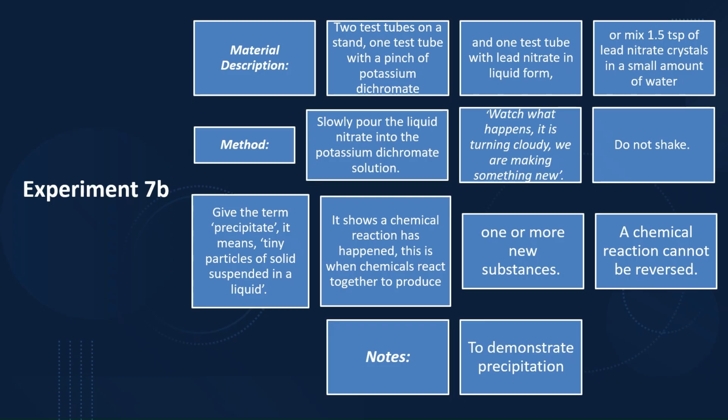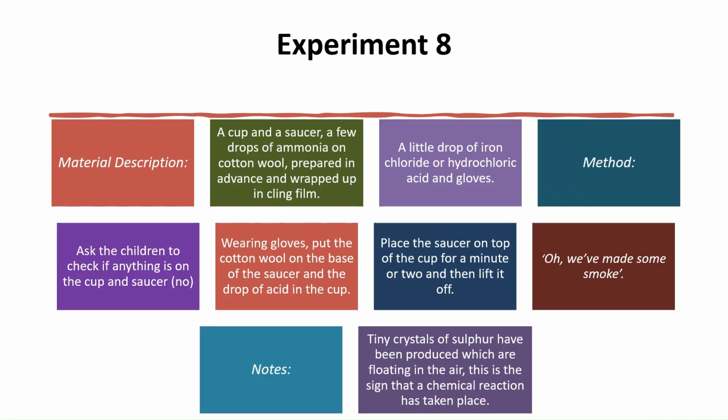Do not shake. Give the term precipitate. It means tiny particles of solid suspended in a liquid. It shows a chemical reaction has happened. This is when chemicals react together to produce one or more new substances. A chemical reaction cannot be reversed. Notes to demonstrate precipitation.